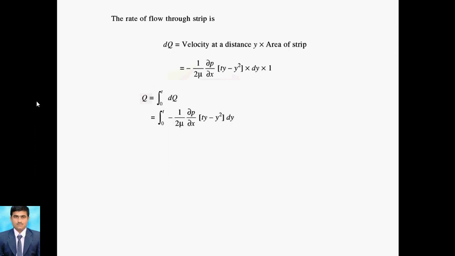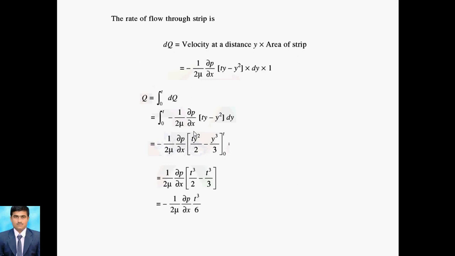After integration, if you take the constant term as it is, that is minus 1 upon 2 mu dou p by dou x, which is constant, then the remaining equation is like this. After integration, t y is y square by 2, and y cube by 3. This is the value of q. After putting the value of y as t, we get t cube by 2 minus t cube by 3. If you multiply in cross manner, 3 into 6, 3 into 2, 6, and 3t cube minus 2t cube means t cube. So this is the discharge.